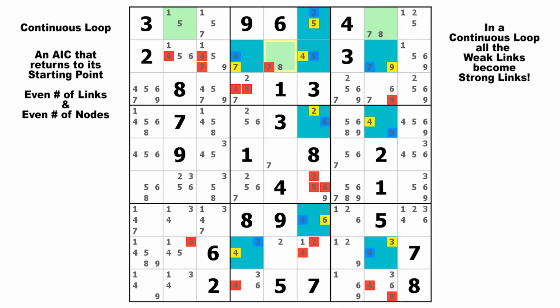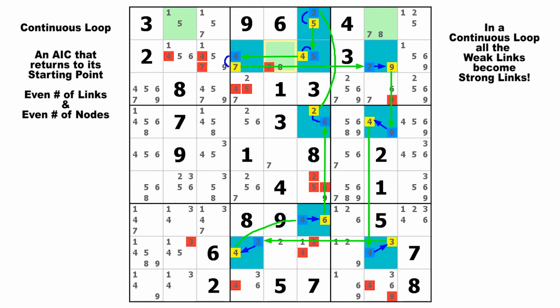So when you find a continuous loop, you have hit the jackpot. It's like winning the lottery, or if you're playing poker, it's like getting a straight flush. There are 1, 2, 3, 4, 5, 6, 7, 8, 9, 10, 11, 12, 13, 14, 15, 16 eliminations because of that continuous loop. So now I'm going to superimpose the chain so you can see it.